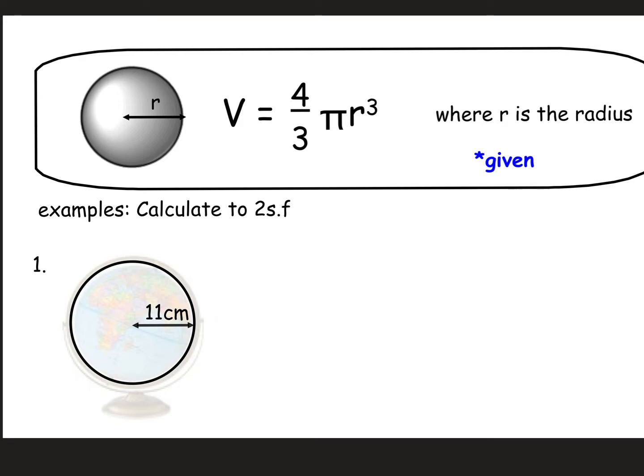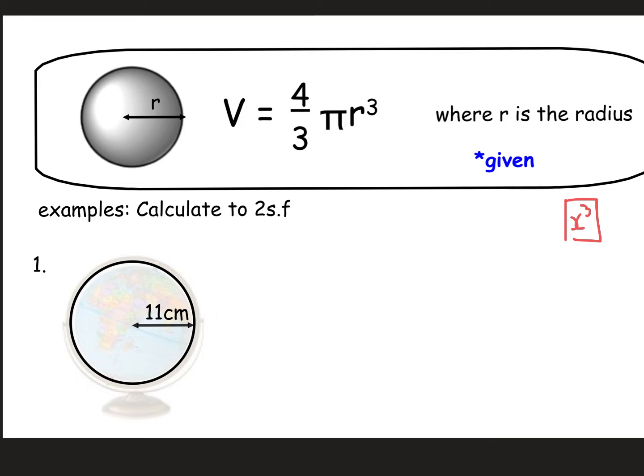So watch, we're using the cubed button now, okay? Somewhere on your calculator you should have a button that says x cubed. Now this one will be given to you in the exam. You don't need to memorise, you just need to be very careful and use it correctly. So we've got a picture of a globe here. The picture's not actually come out the best, but we've got a globe with a radius of 11.